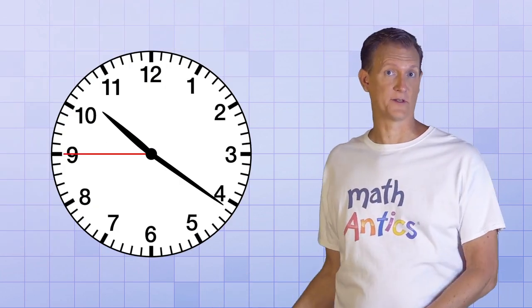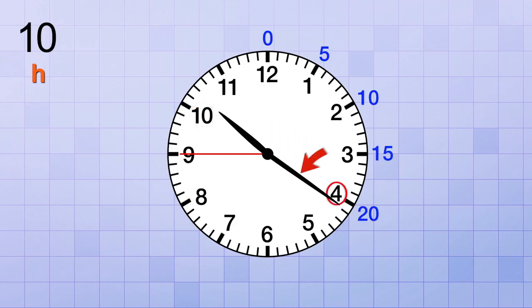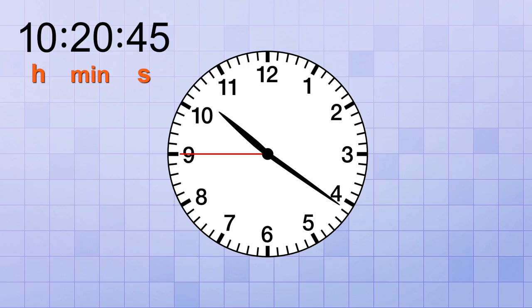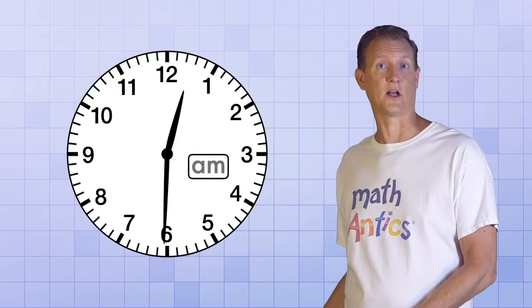How about this example? What time is this clock displaying? The hour hand is past the 10, but not to 11 yet, so the hour is 10. The minute hand is just past the 4, which is the 20-minute mark, but it's not to 21 yet, so the minute is 20. And the second hand is pointing at the 9, which is the 45-second mark. So the time is 10 hours, 20 minutes, and 45 seconds. And this time you're given the clue, it's a beautiful morning, so you know that it's 10:20 a.m., since morning comes before noon.